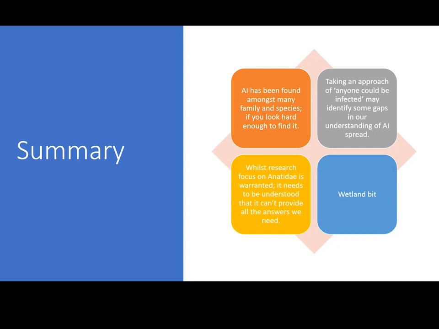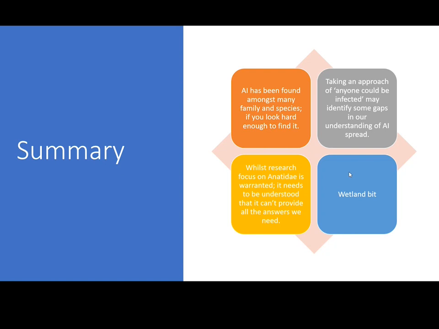Taking an approach of anyone could be infected may identify some gaps in our understanding of AI prevalence and spread. Whilst research focusing on state is unwarranted, it needs to be understood that it can't provide all the answers we need. And lovely, right here I've noticed I put wetland bit because I wanted to talk about wetlands and apparently I didn't actually write anything.